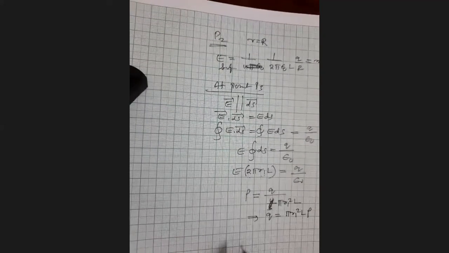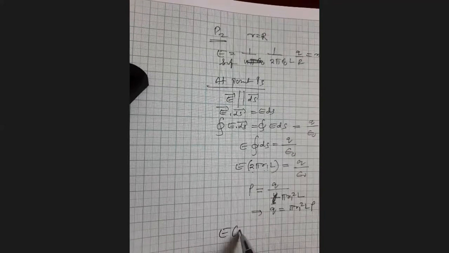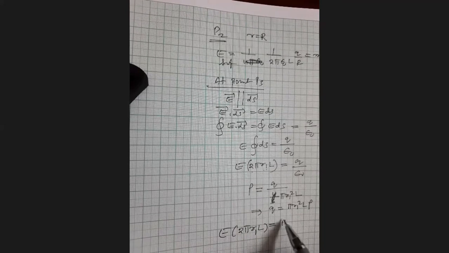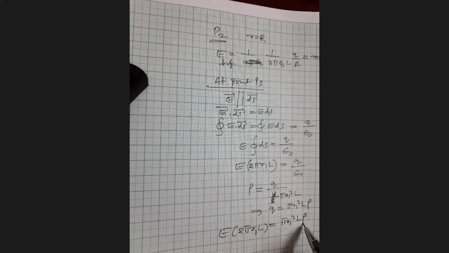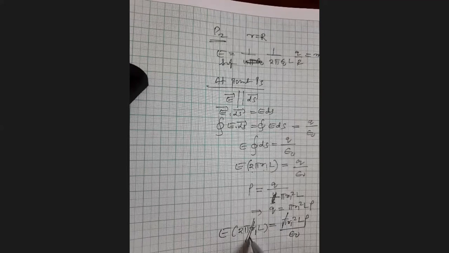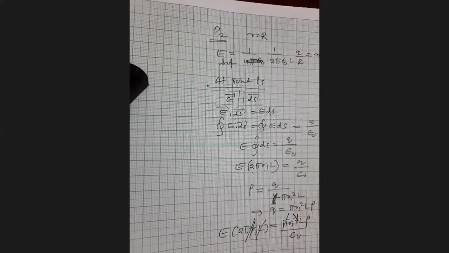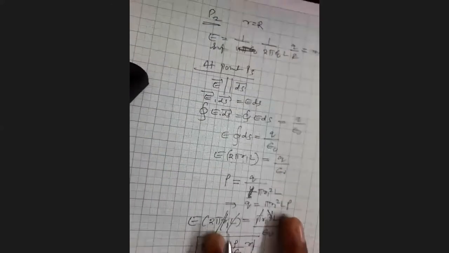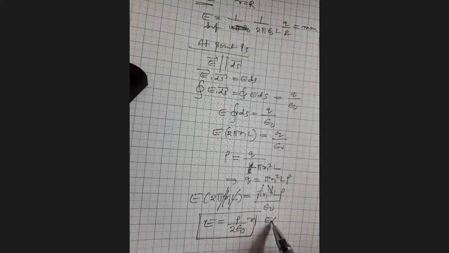Substituting this in the above expression, E into 2πR1L is equal to πR1²L rho by epsilon naught. Pi cancels, R1 cancels, L cancels. Then E is equal to rho R1 by 2 epsilon naught. So from this, it is very clear E is proportional to R1.